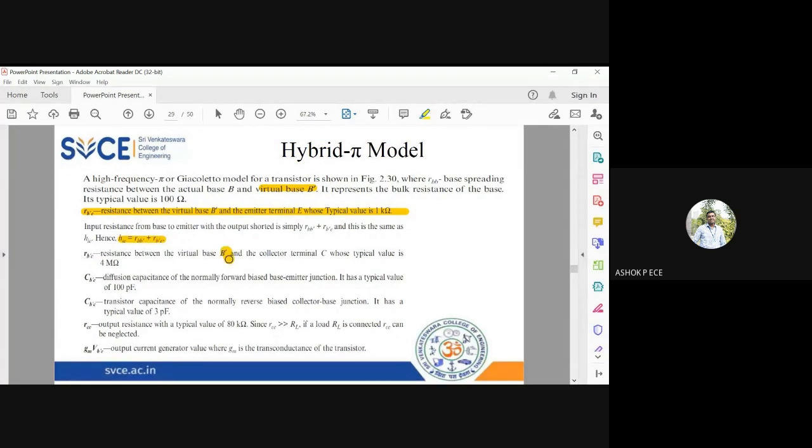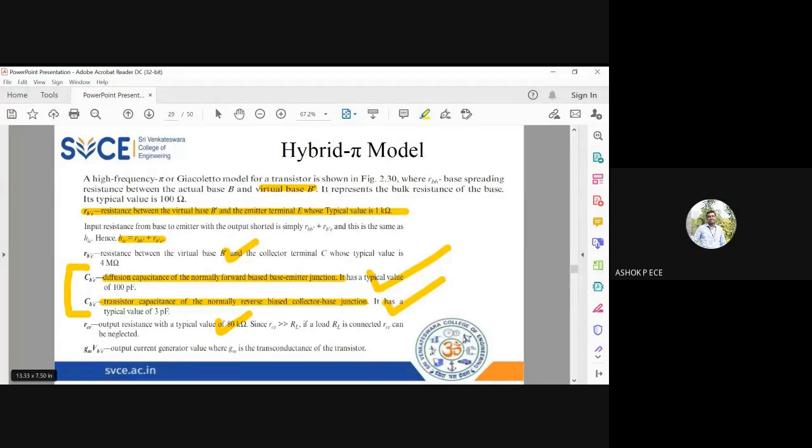Similarly, each of the resistor values is given, and since your BJT is made up of two PN junctions, it will have two capacitances, one in forward bias and one in reverse bias, as denoted here. The emitter-base junction is forward biased, so it will have a diffusion capacitance CB'E, and the collector-base junction is reverse biased, so you will have a capacitance CB'C. The forward bias capacitance will be very high in value, 100 picofarad, and the reverse bias capacitance will be much lower, about 3 picofarad.